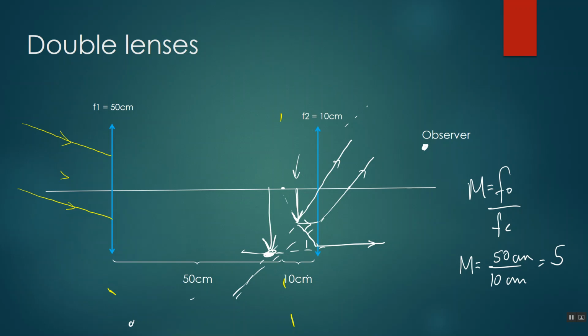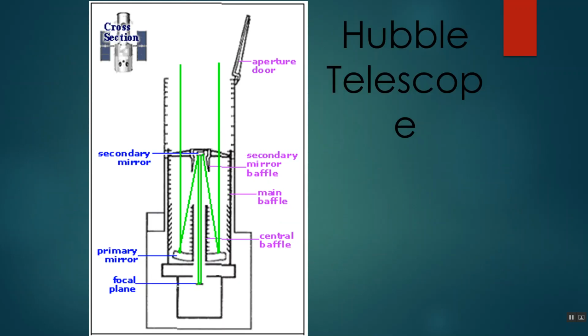Make sense? There's some really cool telescopes that I wanted to go over really quickly. The Hubble telescope uses these mirrors, right? So it's got this huge opening.